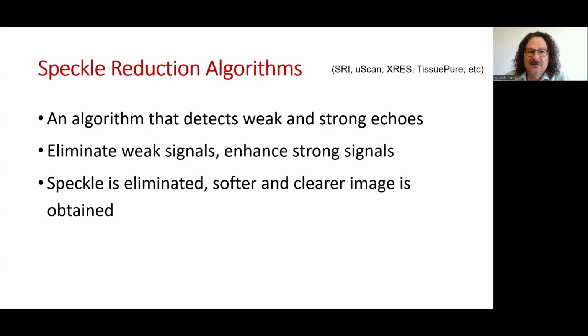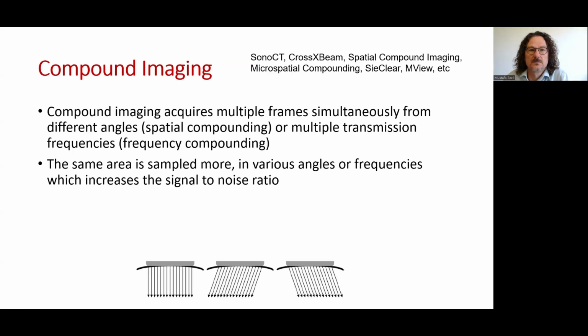There are some speckle reducing algorithms that detect weak and strong echoes, which eliminate the weak signals and enhance strong signals. So the speckle is eliminated, and a softer and clearer image is obtained.